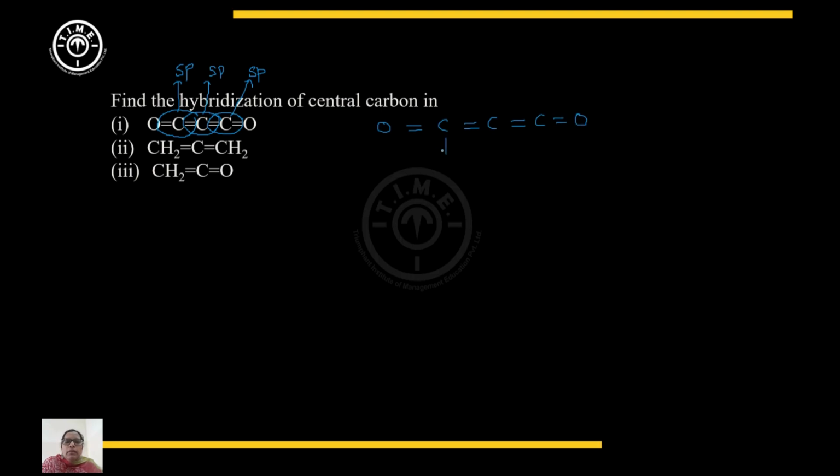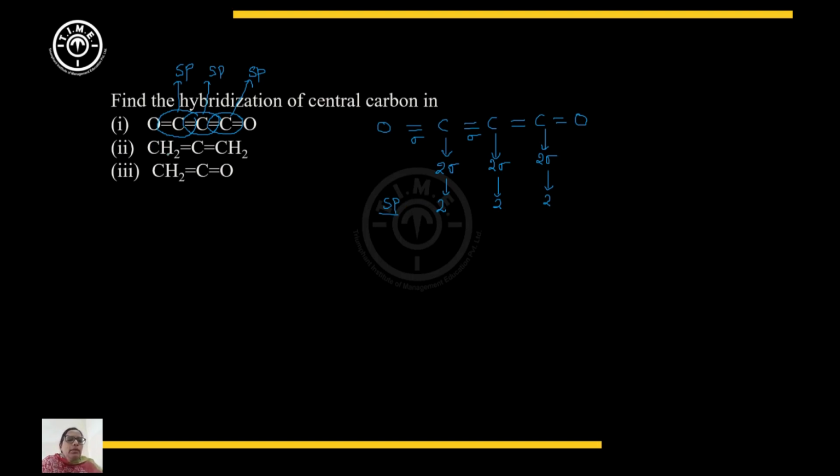If we want to find the number of sigma bonds, this is 1 sigma and this is 1 sigma. So it is 2 sigma bonds, 2 sigma bonds. This carbon is also surrounded by the 2 sigma bonds. This carbon is also surrounded by 2 sigma bonds. 2 sigma bonds means H value is 2. Here H value is 2. Here also H value is 2. H value 2 means all the carbons are undergoing sp hybridization.